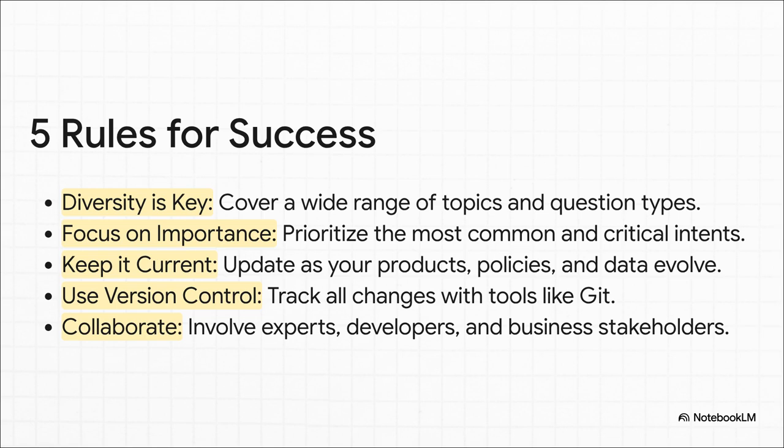Second, focus on the important stuff. Prioritize the questions that cover, say, 80% of what your users need or the scenarios with the highest risk. Third, and this one is non-negotiable, keep it current. An outdated QA set is honestly worse than having none at all. Always, always use version control to track your changes. And finally, make collaboration your default mode. Get your experts, your developers, and your business folks all in the same room. Their combined perspective is pure gold.